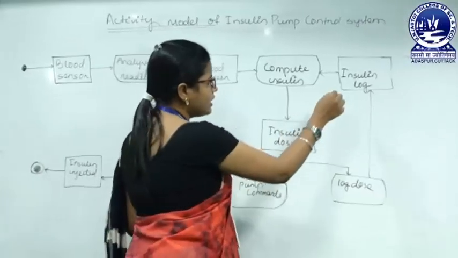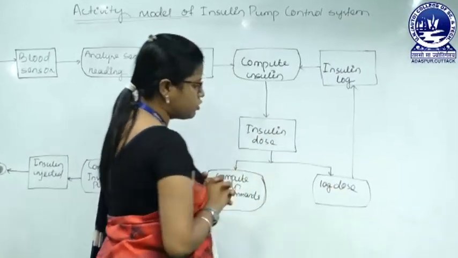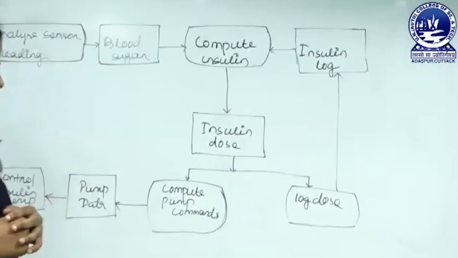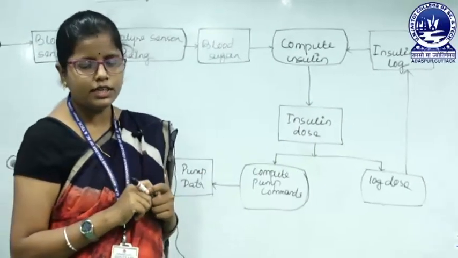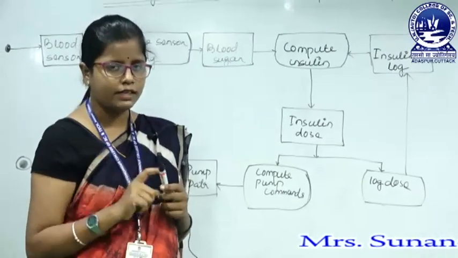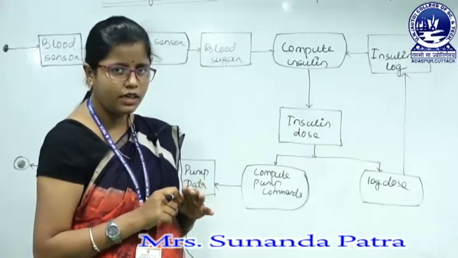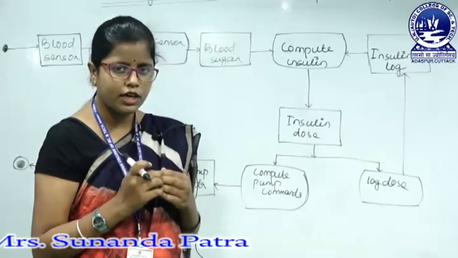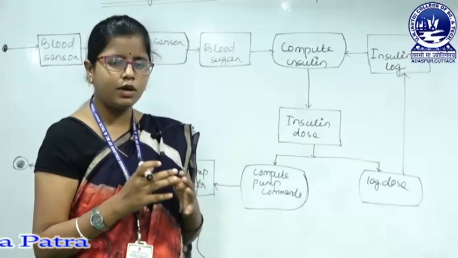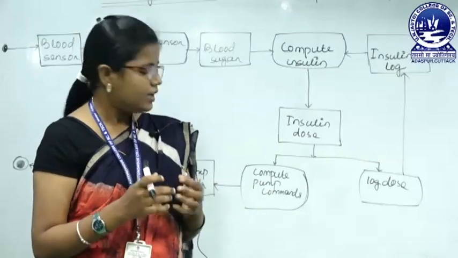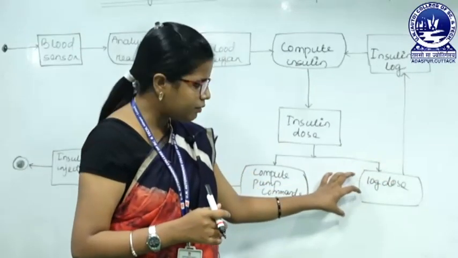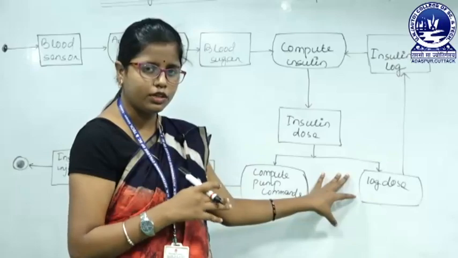Then what are this insulin log and log dose? As I said, how much insulin is computed is based on two factors. The first is the current reading, that is, my current blood sugar level, and then the current blood sugar level will be compared with the previous two readings. This log dose will help me get the previous two readings.